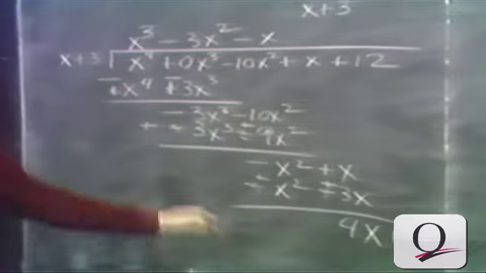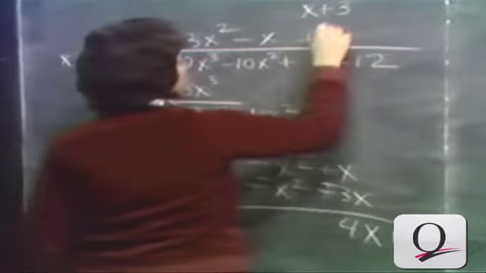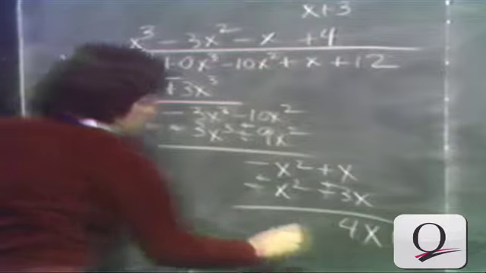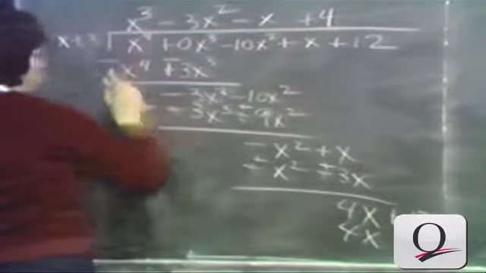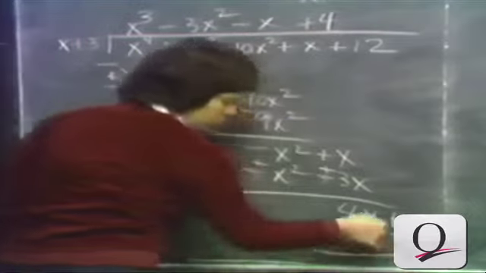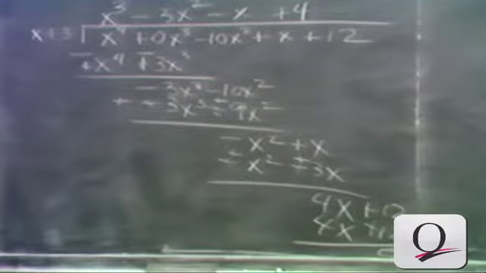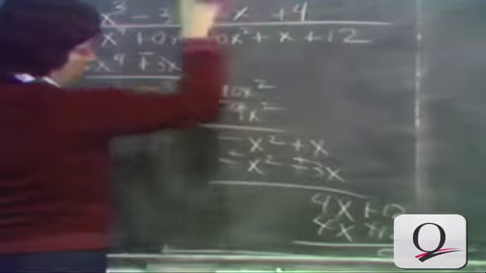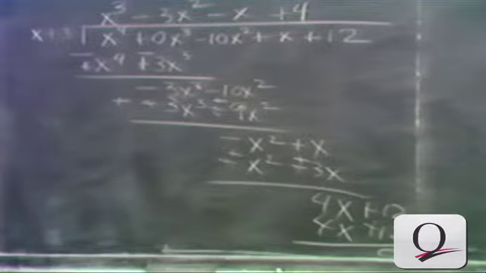And now, how many times does x go into 4x? 4 times. 4 times x gives us 4x. 4 times 3, that's plus 12. Subtracting, we get 0. Change the signs and add. Everything drops out. So this is our quotient, and the remainder is 0.